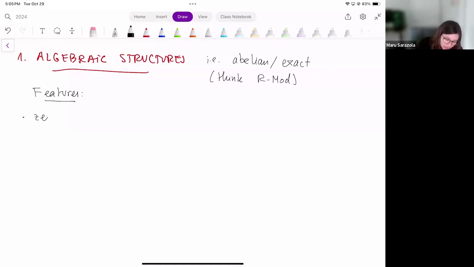Well, all of these have a zero object, and they have a notion of monomorphisms. So they have monos and epis that are pretty well behaved. In particular, we're allowed to take kernels and cokernels of these monos and epis, and they're going to induce short exact sequences.